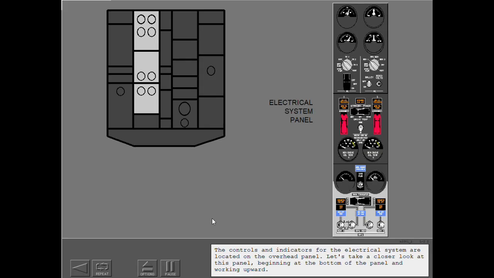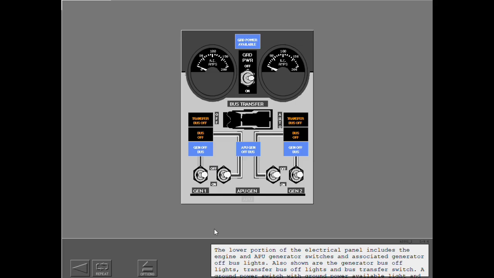The controls and indicators for the electrical system are located on the overhead panel. Let's take a closer look at this panel, beginning at the bottom of the panel and working upward. The lower portion of the electrical panel includes the engine and APU generator switches and associated generator off bus lights. Also shown are the generator bus off lights, transfer bus off lights, and bus transfer switch. A ground power switch with ground power available light and AC ammeters for each engine generator are at the top of the panel.